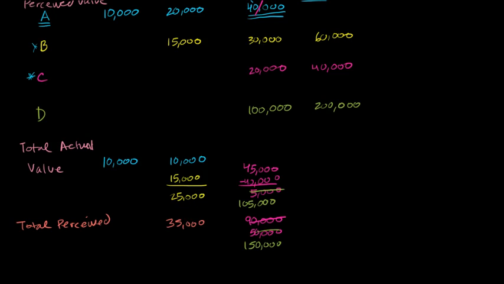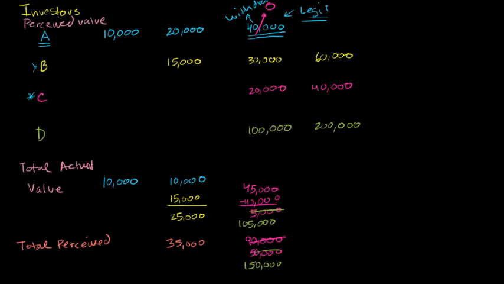At the end of period 4, what do people think? People think that I have $300,000 of holdings. Let me write that down. People think that there are $300,000 of holdings, but the reality is I still only have $105,000 of holdings. $105,000. This is the total actual value.